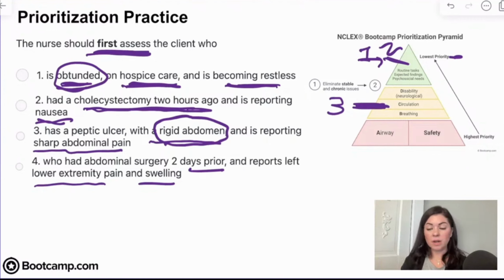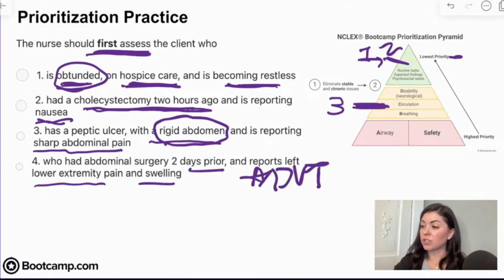But let's look at option 4 and make sure that this is in fact the highest priority client. So option 4 is abdominal surgery 2 days prior with left lower extremity pain and swelling. Anytime we have a client that is post-op, chances are they're not as mobile as they usually are. So they're probably laying in bed and now they have unilateral pain and swelling. So what do you guys think is going on with option 4? What do you think this client is experiencing with unilateral pain and swelling postoperatively? We are anticipating a DVT. Very good. So DVT is also a circulatory issue on our pyramid.